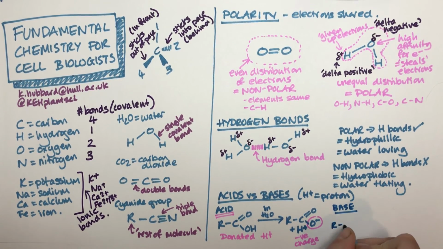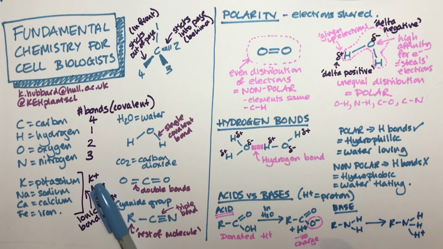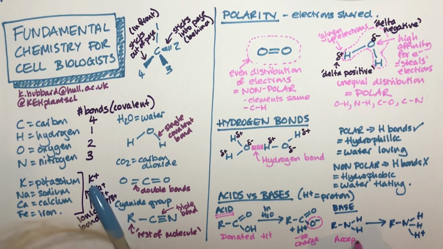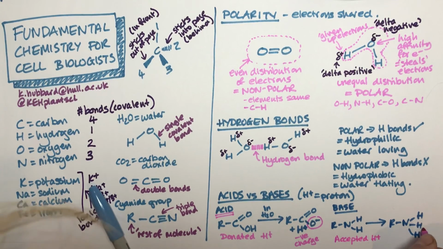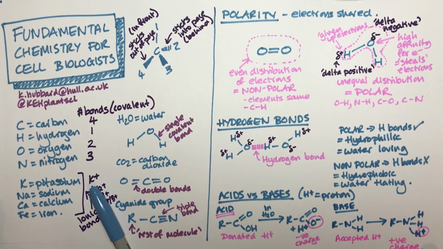So we might have RNH2. Again, that's a common group that we find on proteins. That would become RNH3+. So it's accepted a proton, and there we end up with a positive charge left behind. Okay, so actually if you have an acidic group and a basic group, they would then become attracted to each other if they were in sufficiently close proximity.